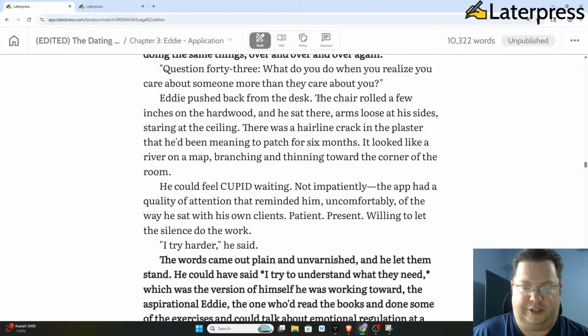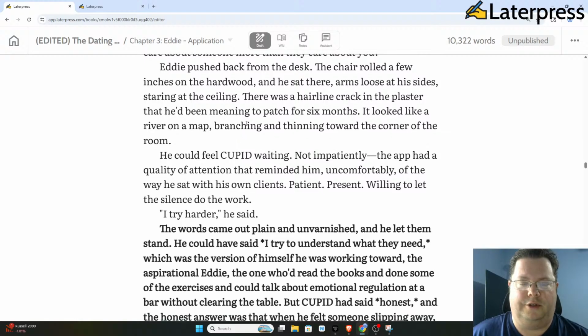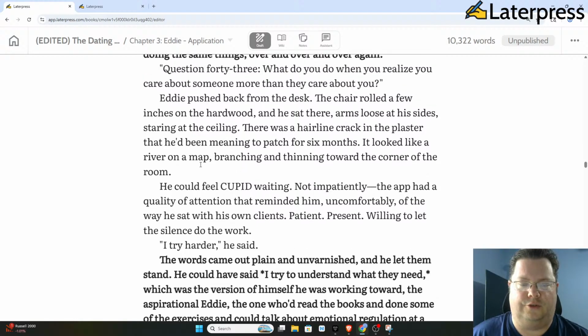Eddie pushed back from his desk. The chair rolled a few inches on the hardwood, and he sat there, arms loose at his sides, staring at the ceiling. There was a hairline crack on the plaster that he'd been meaning to patch for 6 months. It looked like a river on a map, branching and thinning towards the corner of the room.